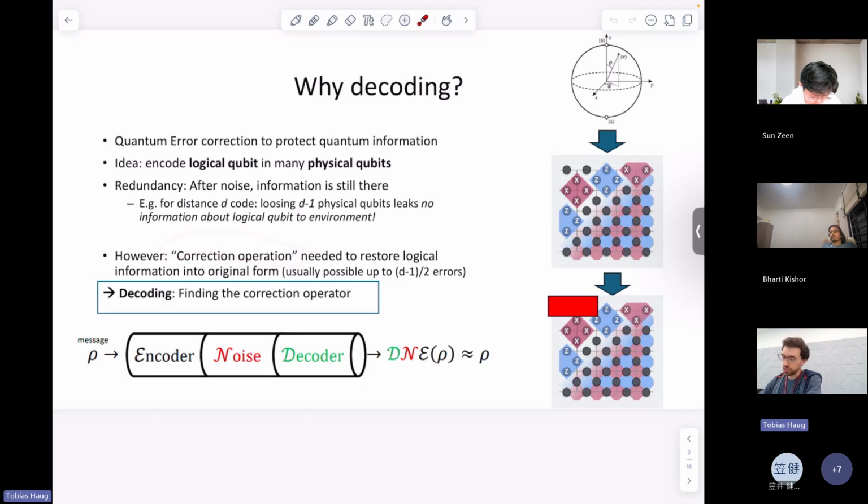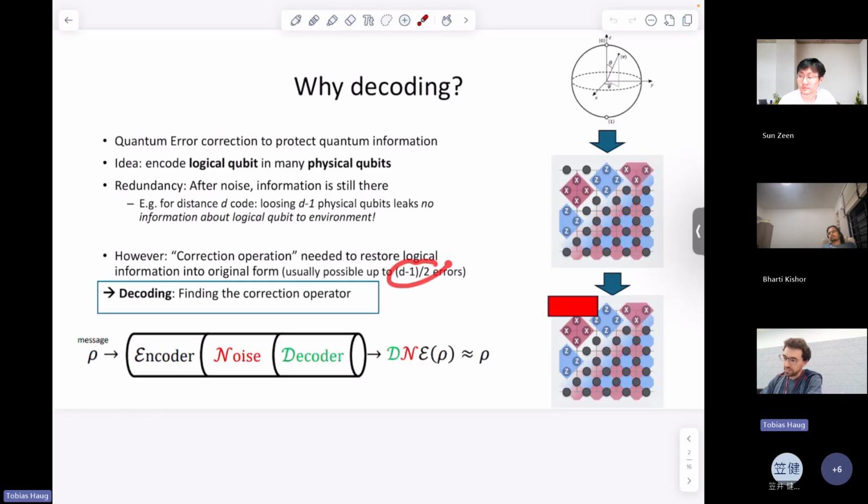For general noise, you can show that this is possible as long as you have only (d-1)/2 errors. So it's a bit lower than what we actually can do, because we know even with d-1 physical qubits lost, the logical information is still there. But if you actually want to do the correction, it turns out only (d-1)/2 is what we can actually correct against.